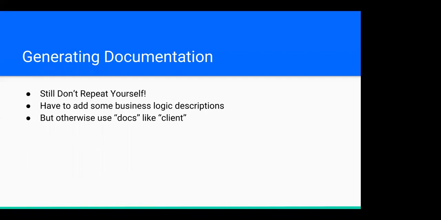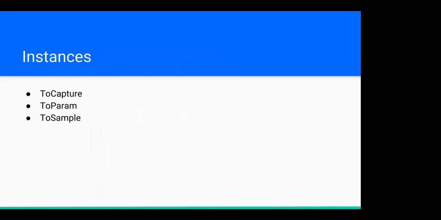Again, we don't want to repeat ourselves. We don't want to have to do anything that would be like redescribing the entire structure of the API, because we've already described the structure of the API by creating a type for it in the first place. We are going to have to add some business logic descriptions, because servant can't actually read our minds, but again, it won't actually be particularly difficult.